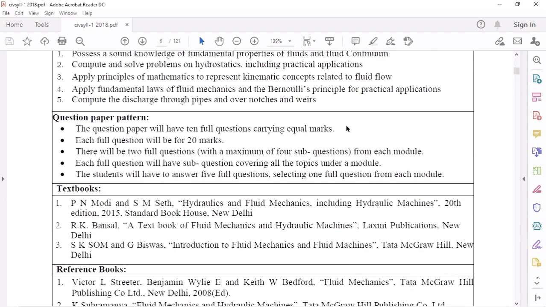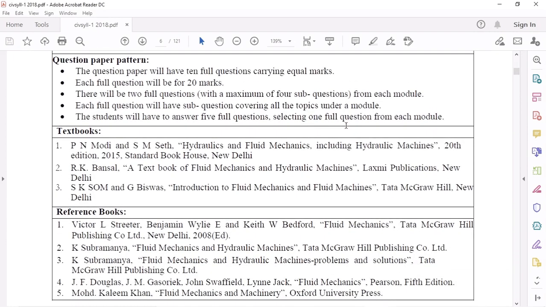Next, how will be your question paper pattern? So your question paper will have 10 full questions carrying equal marks. Each question will carry 20 marks, you will have 10 questions. In those 10 questions, we have to answer only 5 questions. 2 full questions will be there from each module, okay. And you have to answer one question from each module, that too fully, okay. The student will have to answer 5 full questions, selecting one full question from each module. So this was about the question paper pattern.